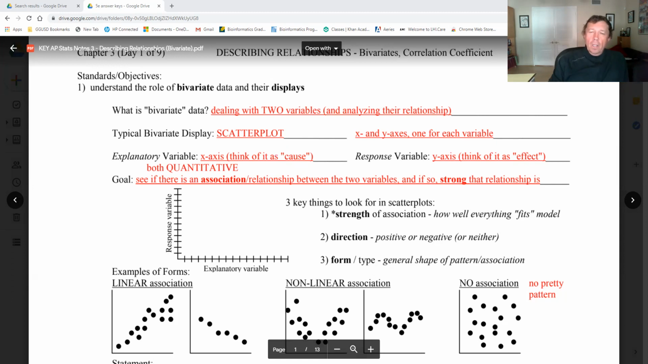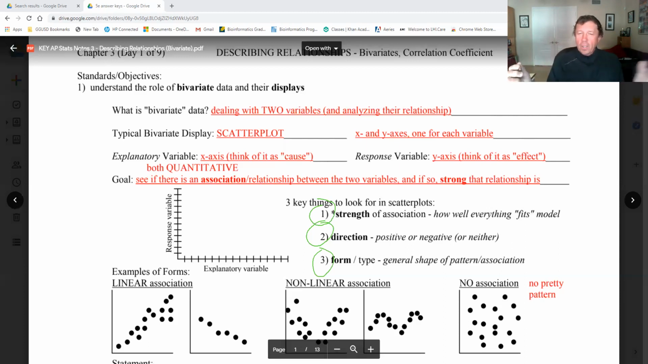Okay. So as we go forward, there's 3 key things to look at in these scatter plots, and those things are right here: the strength of the association, the direction, and the form. Okay, and there's an unlimited number of words you could use for some of these descriptions. I'm going to try to limit your vocabulary, just so that we have a common language in our class.